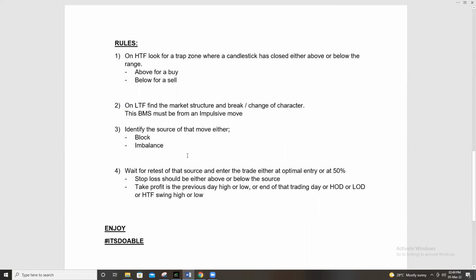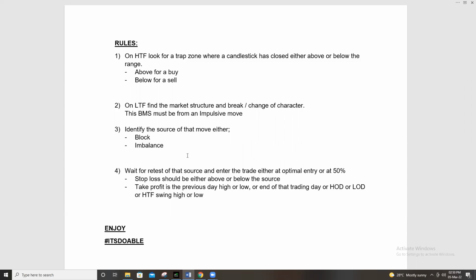So now, how do you trade these stop hunts? One, on a higher time frame, which can be anything from 1 hour. The one that I like most personally is the 1 hour. So on a higher time frame, in this case the 1 hour, you're going to look for a trap zone. Remember, I've already explained what a trap zone is. This is yesterday's high, yesterday's low, last week's low, last week's high, last month's high. So this is a previous high or a swing high or low.